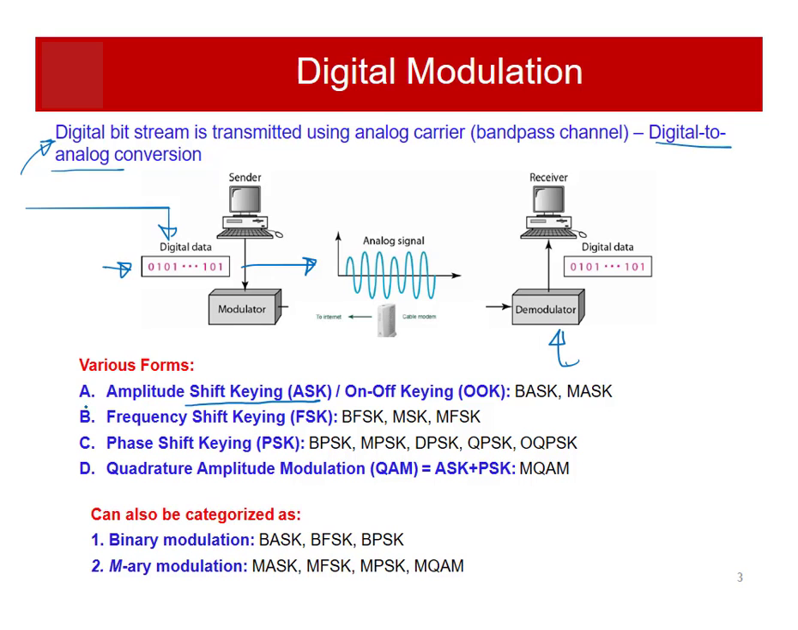So we have basically 4 types of shift keying here. The first one is amplitude shift keying. The second one is frequency shift keying. The third one is phase shift keying. Let's talk about the fourth one later. Let's explain these 3 first.